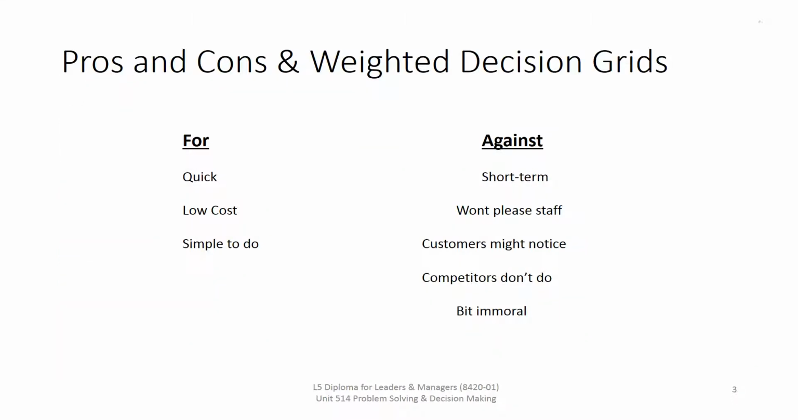So firstly, we'll just take a quick look at pros and cons, because it's very simple, and all we're literally talking about is brainstorming the advantages and disadvantages for each option. Pro meaning for, con meaning against. You can see there's an example on the screen. For, it'll be a quick solution, it's low cost, it's simple to do, and against, it's a short-term solution, it won't please staff, customers might notice, competitors don't do it, and then it could be a bit immoral.